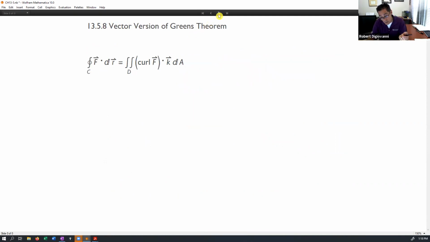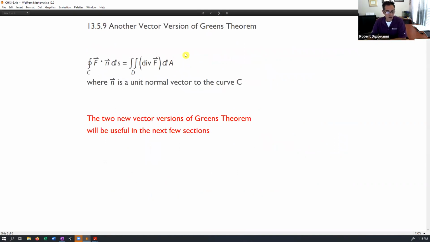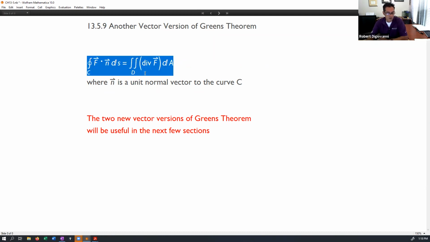And then there's another version of Green's theorem, which we'll use later on if we get to it. I think we will, which I will explain when we get to it, okay? Just don't worry about it for right now, but just be aware that there's going to be another formula of Green's theorem that we're going to see in a little while.